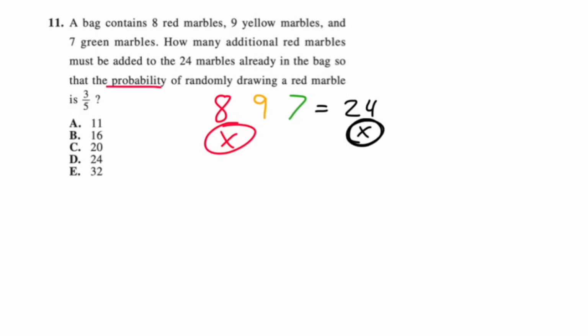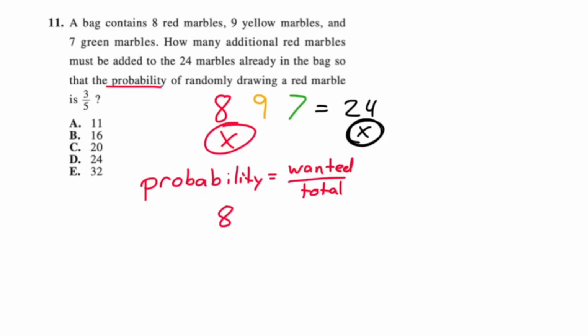If we're looking for a probability of drawing red, we want to remember that probability is the wanted outcomes over the total outcomes. So the wanted outcomes in this problem are the red marbles, which is 8 currently, but we're going to add X to that, some number of more red marbles. And then the total number of outcomes is the 24 total marbles that we have to work with. But again, as we increase the number of red marbles, we're also increasing the total number of marbles. And we want that to be 3/5.